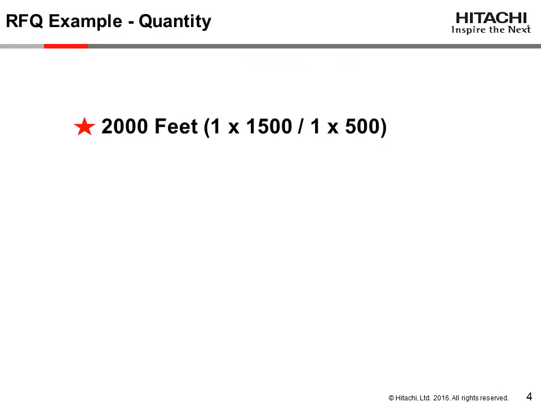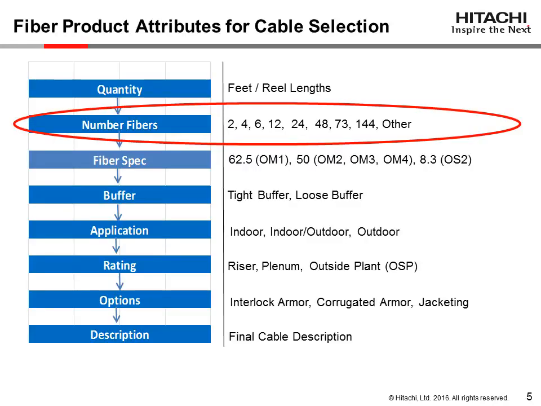In this RFQ example, the total length required, 2,000 feet, and the individual installation put-ups, 1,500 and 500, have been identified. The contractor can choose whether to order this as one reel of 2,000 feet or 2 reels each to the desired length. Number of fiber optic strands in a cable is normally the second requirement mentioned, i.e. I need 2,000 feet of 12-strand cable.